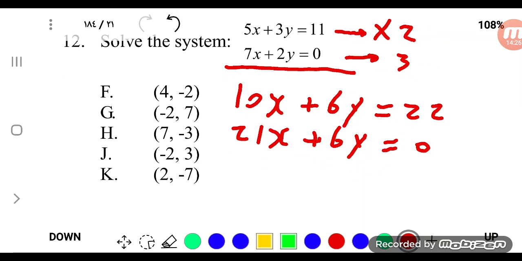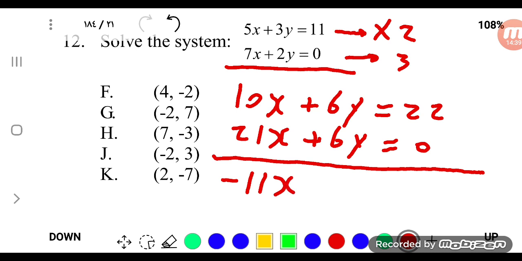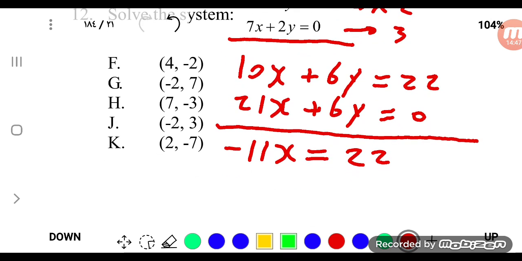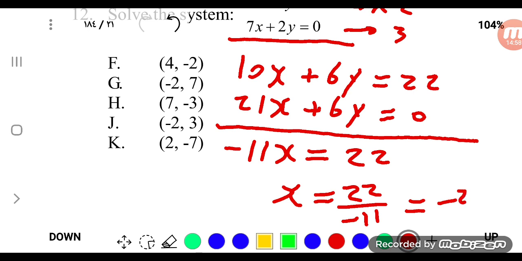In order now to solve them simultaneously, you subtract. If you subtract both equations, let's see what we get. 10 minus 21, you get negative 11x is equal to 22 minus 0, which is 22. Divide both sides by negative 11, you get x equal 22 divided by negative 11. And that is negative 2. So negative 2 means option G or J should be correct.